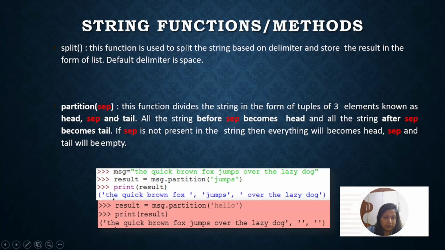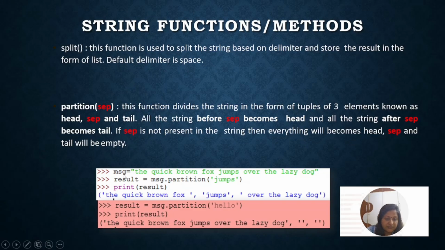Next one is partition. This function divides the string in the form of a tuple of three elements known as head, separator, and tail. All the string before the separator becomes head and all the string after the separator becomes tail. If the separator is not present in the string, then everything becomes head, and separator and tail will be empty.